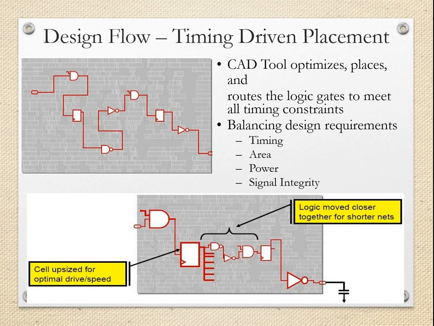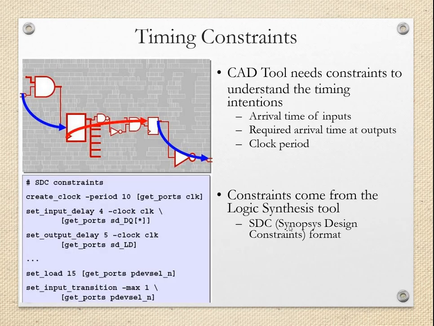Another set of input to this floor planning tool is the timing constraints. The CAD tool needs constraints to understand the timing intentions: arrival time of input, required arrival time at the output and the clock period. Constraints come from the logic synthesis tool in SDC, that is the Synopsys Design Constraint format. For a particular CAD tool, that is the Synopsys tool, this SDC is the one constraint file which contains the whole information regarding the timing constraints.